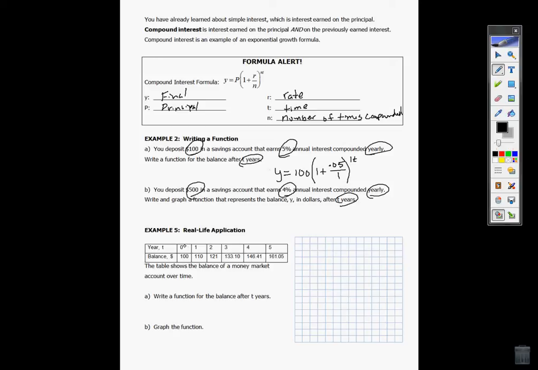So basically we have 0 years, the initial balance, after 1 year the amount that's in the account, after 2 years the amount, after 3 years the amount, 4 and 5. What we want to do is write a function for the balance after t years, maybe I want to find out 20 years, maybe 16 years. We want to create an equation so that I can easily figure out how much money will be there after a certain amount of time.